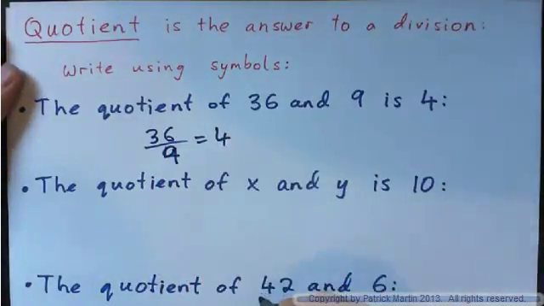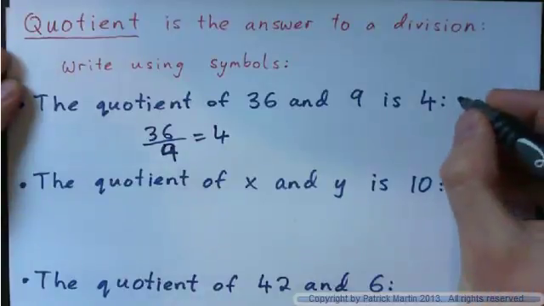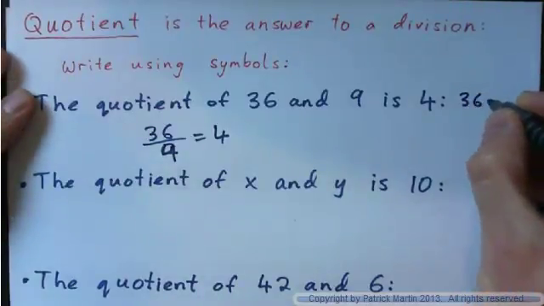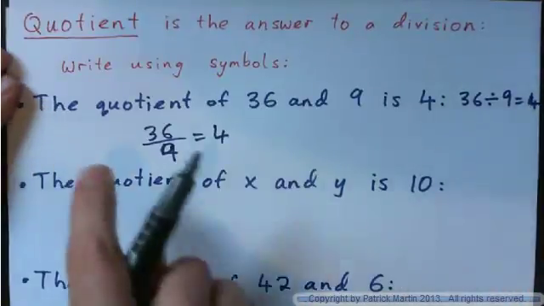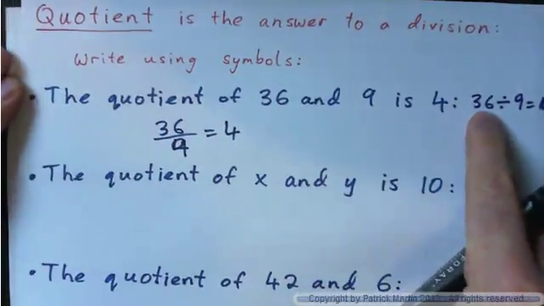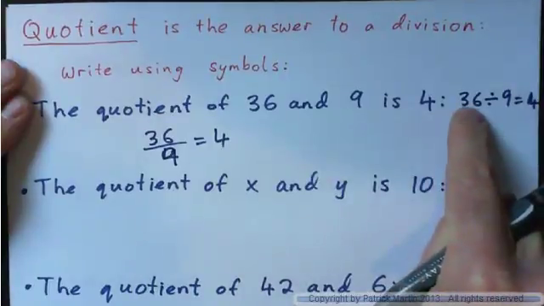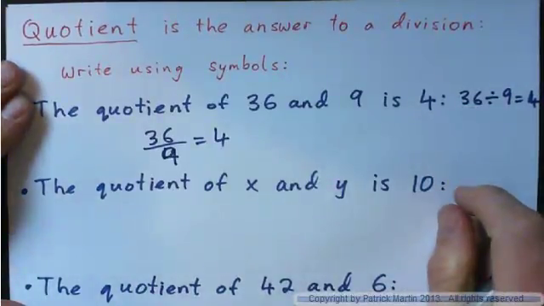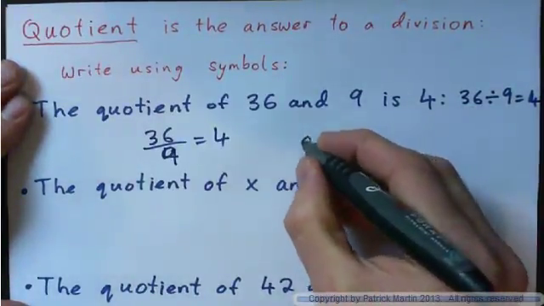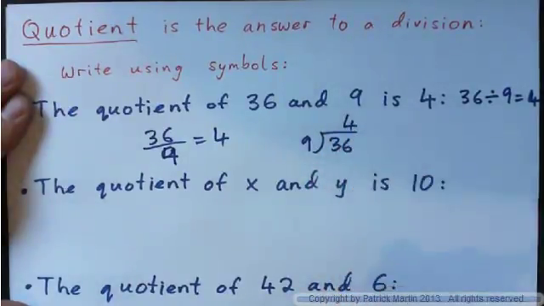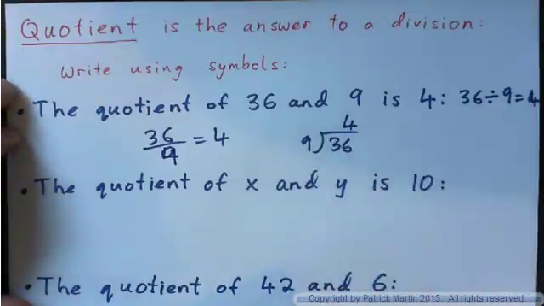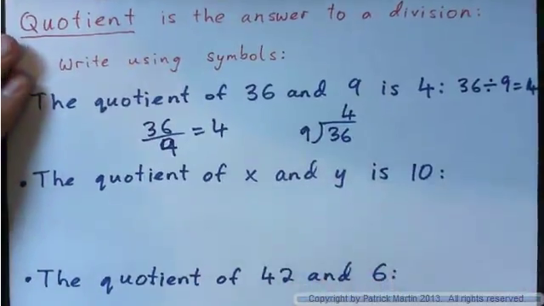Okay, so that's how. Of course, we could also write with the division sign, 36 divided by 9 equals 4. That's another way to write the quotient of 36 and 9 is 4. So you write the 36 first and the 9 afterwards. Of course, another way to do that is 9 into 36 gives 4. I guess that's a long division way. Another way to do division.